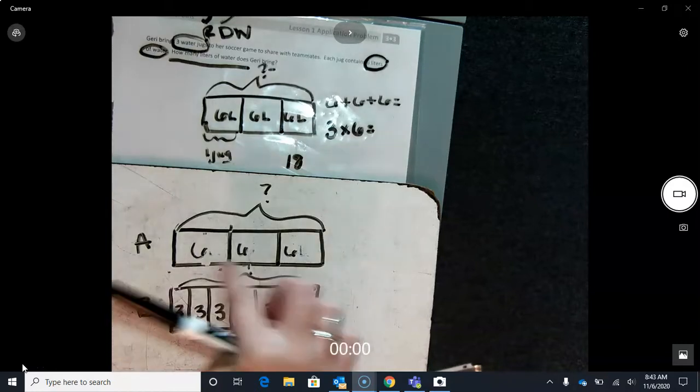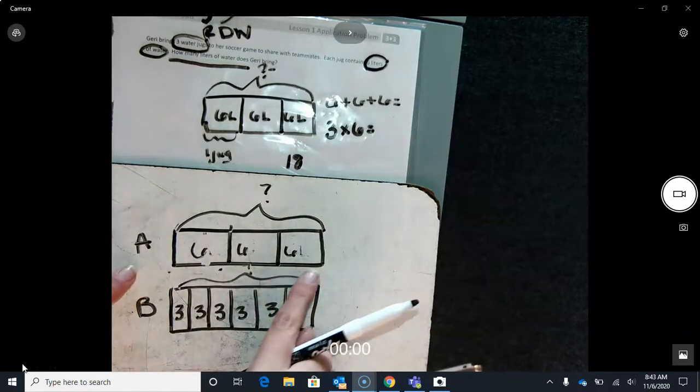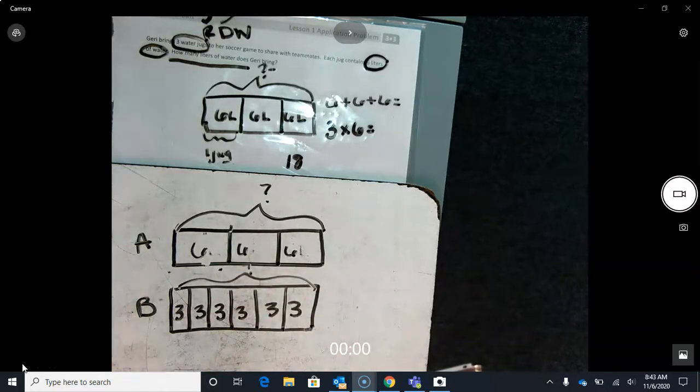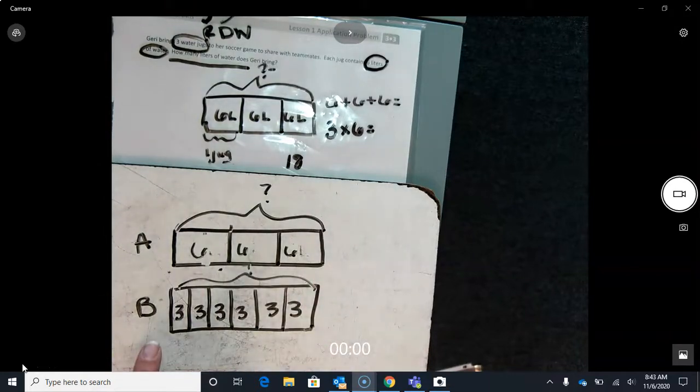Right, tape diagram A represents our application problem. How do you know that? Right, because in our application problem, we had 3 jugs and each jug had 6 liters of water inside of it. So what does B represent? Why doesn't B work for this problem?